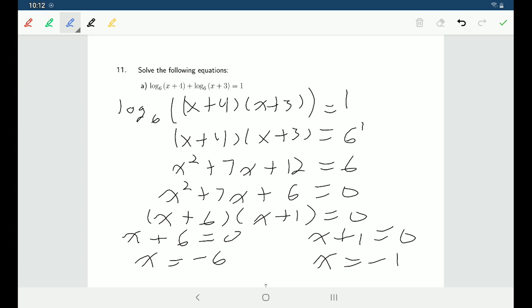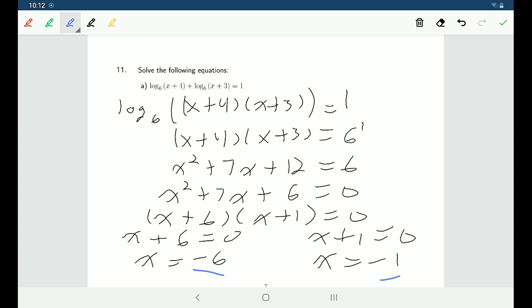Next thing I just do to make my life easier is to rewrite this as an exponential equation. So instead of log base 6, it's 6 to the power of, and again we're switching inputs and outputs. Output was 1, so the input is 1. The output is x plus 4 times x plus 3, and that's because the input was x plus 4, x plus 3. And at that point we just have a nice little polynomial to solve, and you solve and you find your 2 values. I find -6 and I find -1.